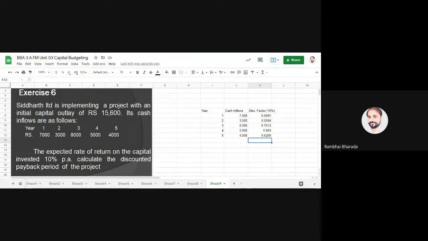Yes. Okay. Now the last calculation for us. This is the first column, this is the second column, this is the third column. Now we are in the fourth column, and the fourth column is equal to column 2 into column 3. That's all. Let's do the multiplication. We'll get the discounted cash inflow. Now 7,000 into 0.9091.